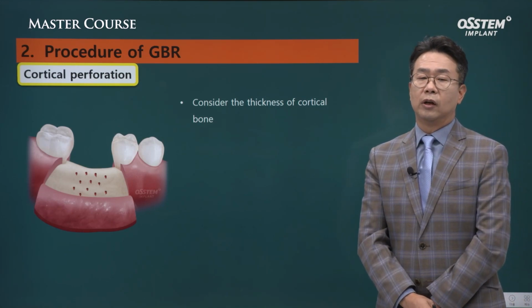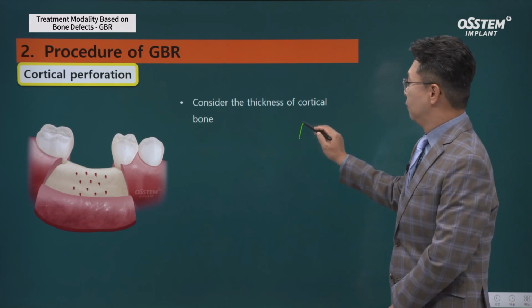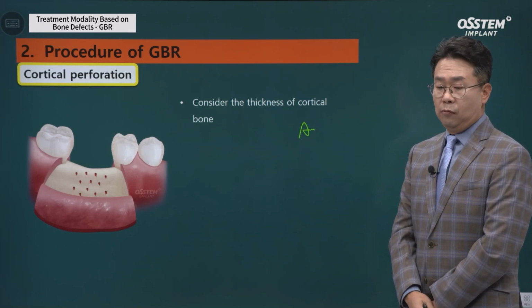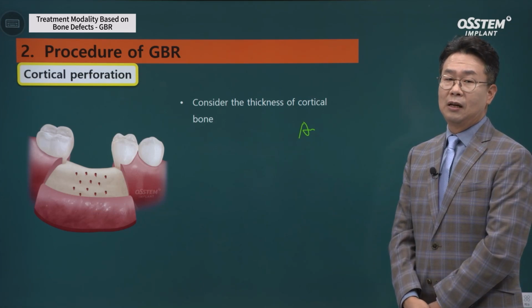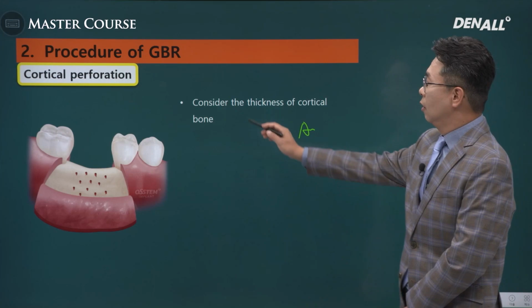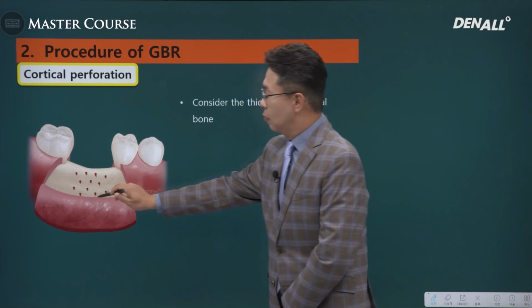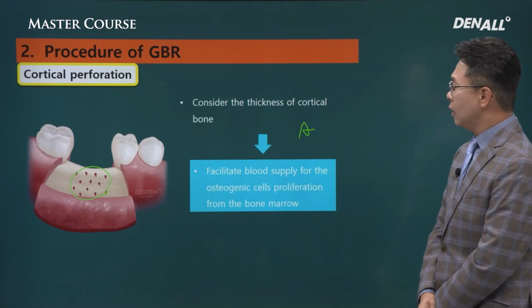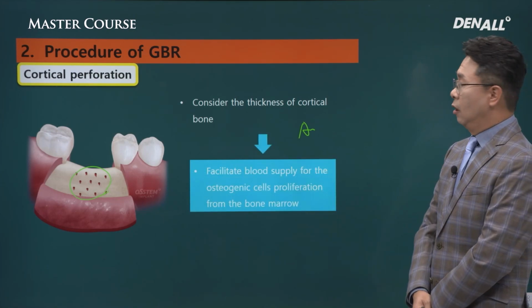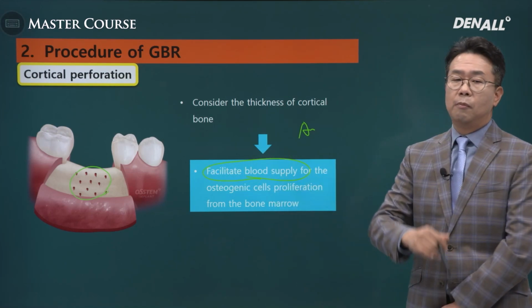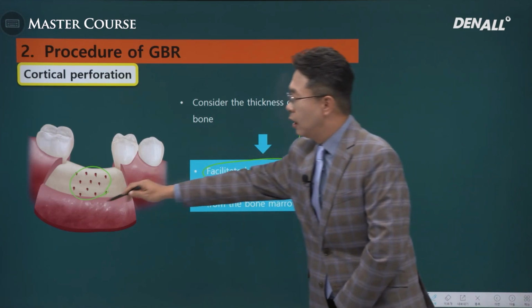After implant placement, as mentioned earlier, we need to consider angiogenesis and the PASS principle. We need to get a blood source. If the cortical bone is very thick, then we need to do a bit of perforation like this. This is to provide blood supply to the surgical site.